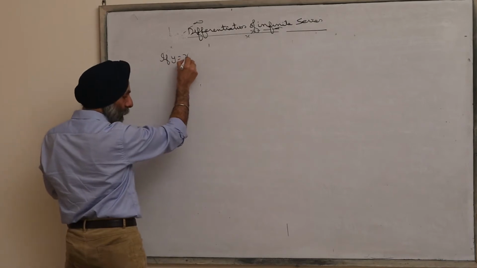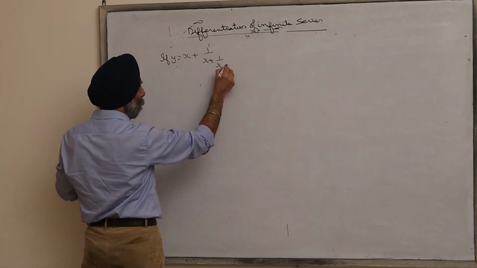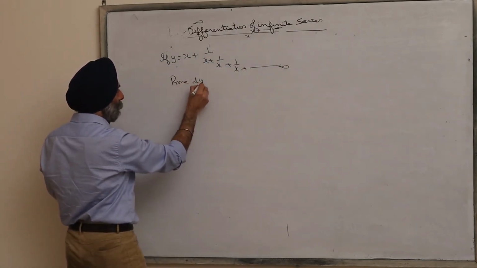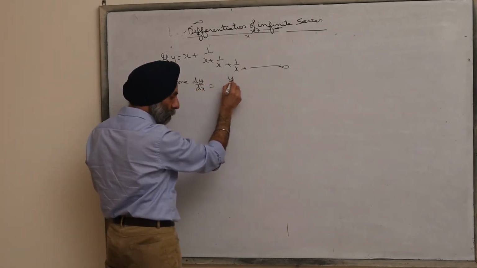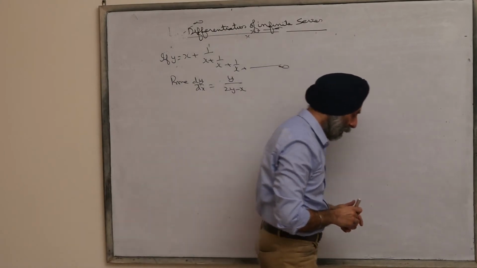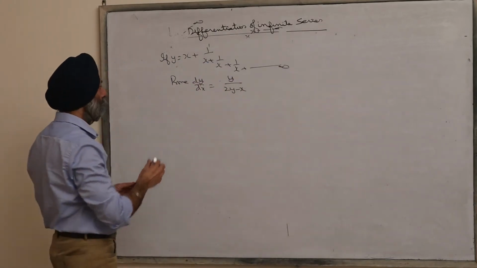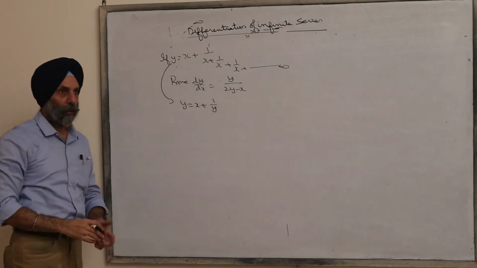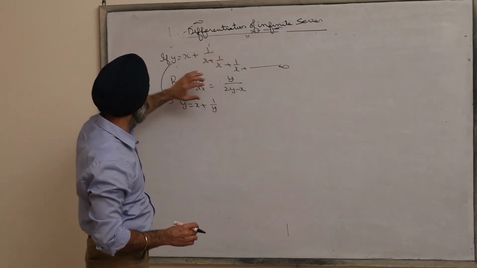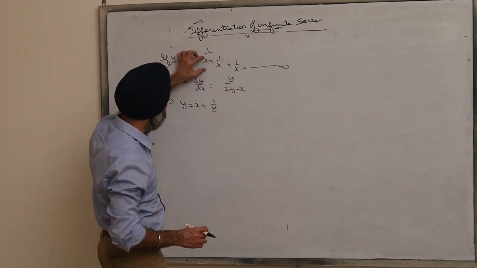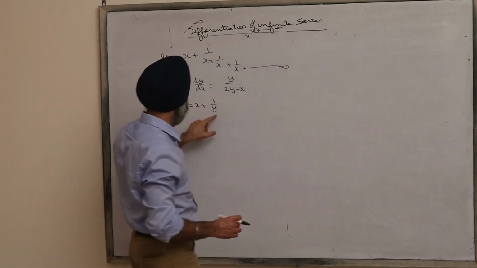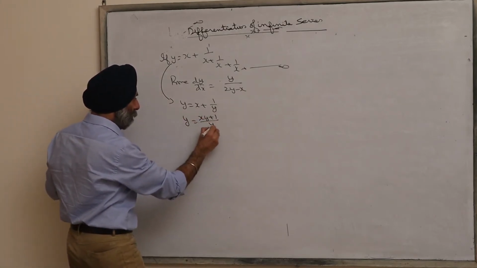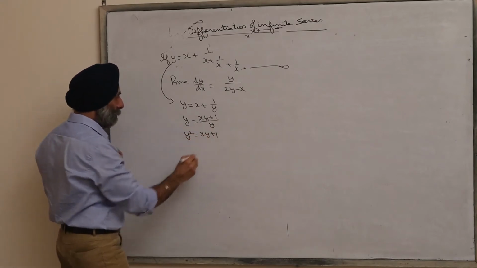If y is equal to x plus 1 over x plus 1 over x plus 1 over x and so on up to infinity, then prove that dy over dx is equal to y upon 2y minus x. This is what we have to prove here. Now from here, can I write down y as x plus 1 over y? Because x plus 1 over x plus 1 over x and so on up to infinity is y. That means I can replace this whole thing with y, that is x plus 1 over y. It is xy plus 1 over y, or y square is equal to xy plus 1.